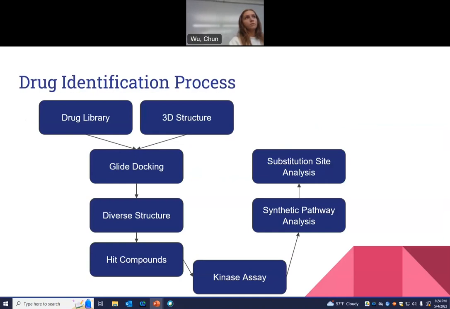And then we can do the virtual screening again. Through the virtual screening, we can find the analog which has the substitution site and also has some synthetic pathway information to pass to the medicinal chemist. And then the chemist can synthesize the new compound for testing.